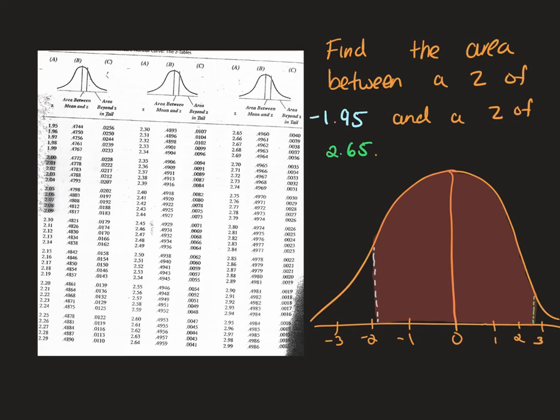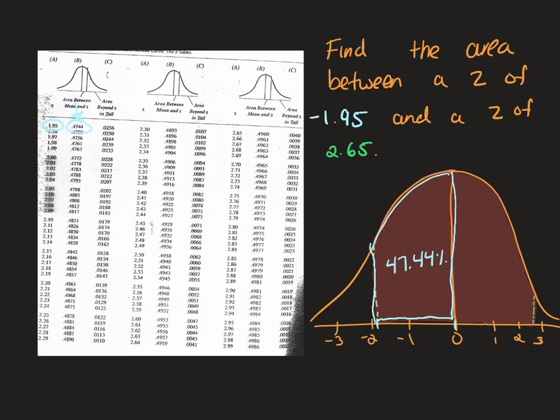So let's start by finding our area that goes from a negative 1.95 to the mean. Well, I don't have negatives on my chart, but I know that the area from any 1.95, positive or negative, to the mean is 47.44%. I know that because I looked it up in my chart, and that's the percentage that corresponds to the area to the mean. So I'm just going to fill that in, 47.44%.